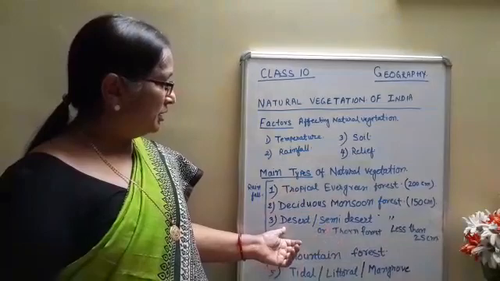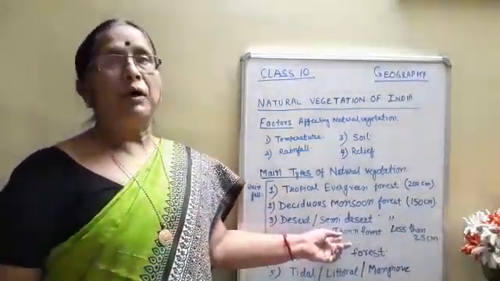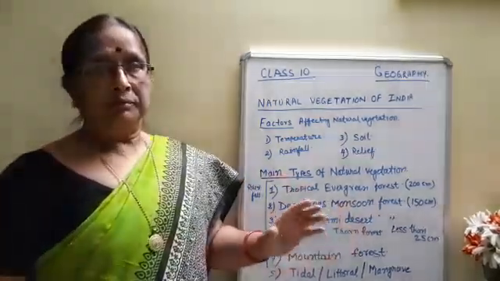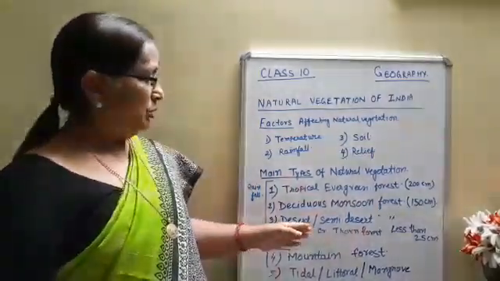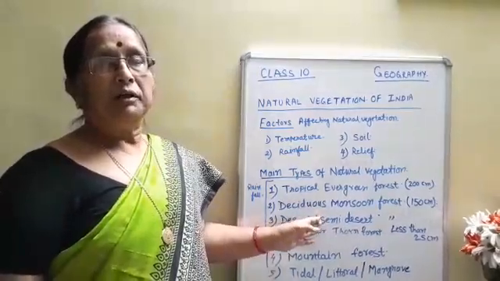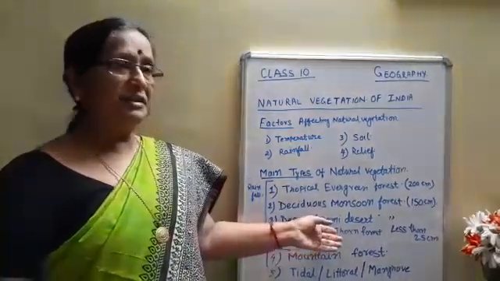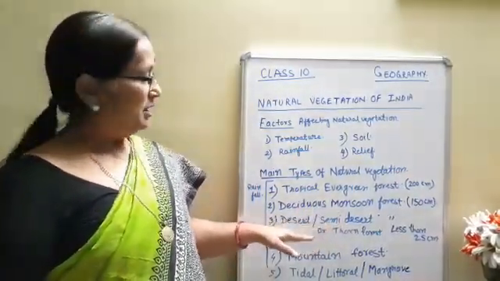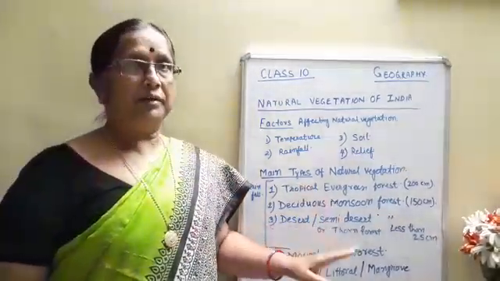Now coming to the third, desert, semi-desert or thorn forest. This is mostly found in regions like Rajasthan or Gujarat, or in the central part of the Deccan Plateau. So there are only stunted bushes like babool and kikar. These are the two main types of trees found in desert and semi-desert, plus the cactus, which is especially for the desert region. Those are plants which we call xerophytic plants.